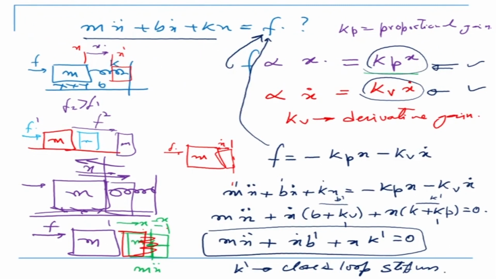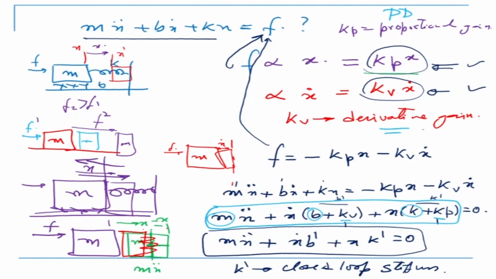Something again, I just go back and emphasize here. So we have one equation here. This is one equation, right? Now in this one equation, m is known, b is known, and k is known. These are system parameters. Now the controller has a kp and a kv. So this is basically called a proportional derivative controller, or PD controller. Okay, proportional plus derivative controller. So this is called the proportional gain, and that is called the derivative gain.